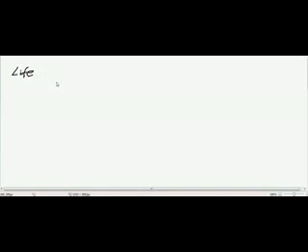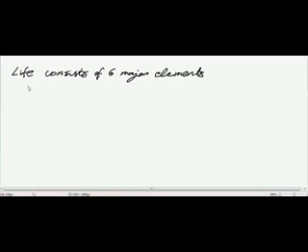Life consists of 6 major elements. The first of these elements is, in fact, carbon.